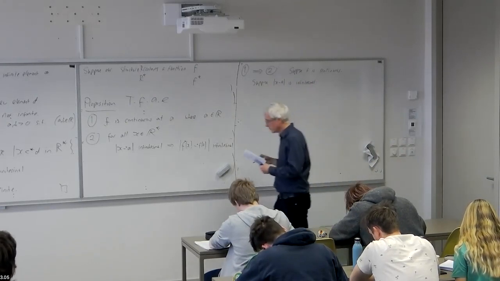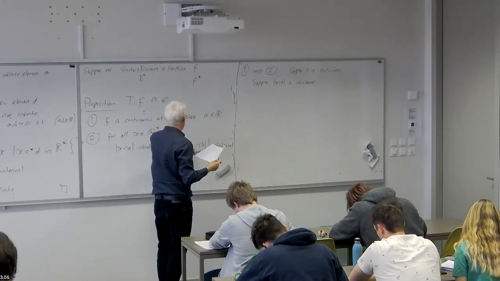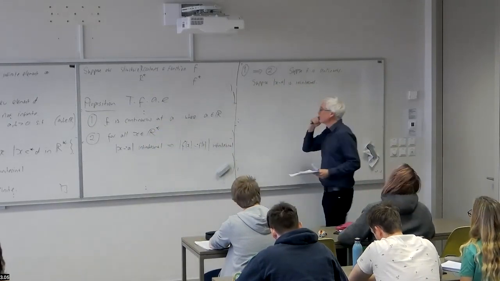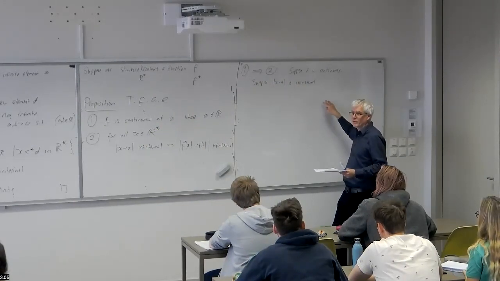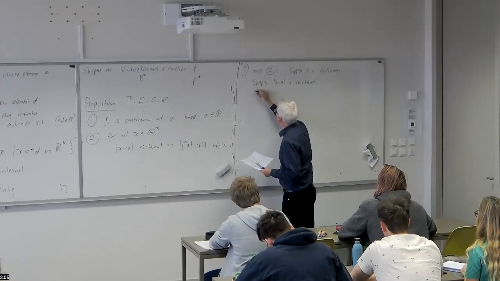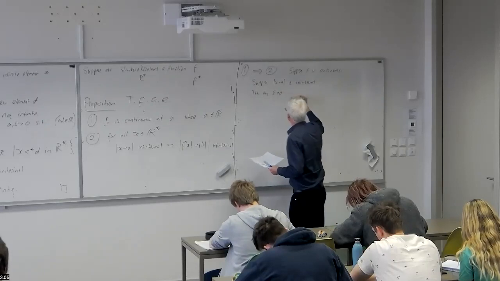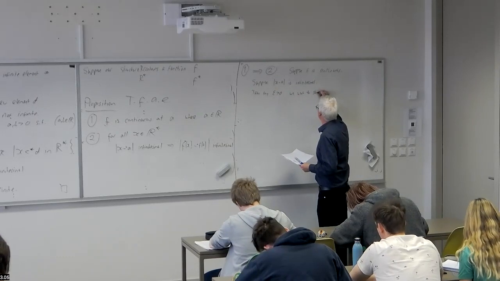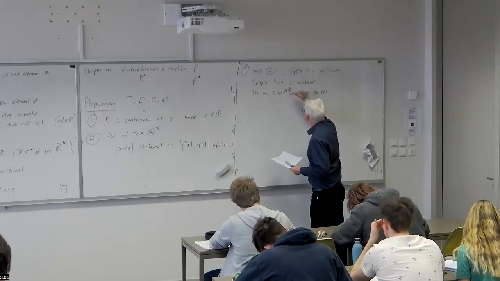And we want to show that f of x minus f of a is infinitesimal. So to show that, we want to show that the absolute value of f of x minus f of a is strictly smaller than any positive real. So take any epsilon greater than zero. Here epsilon belongs to the reals, that's important.